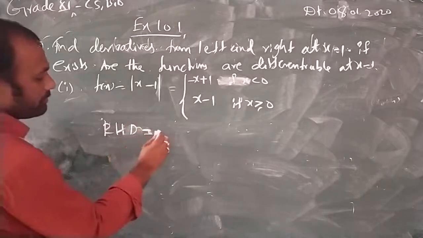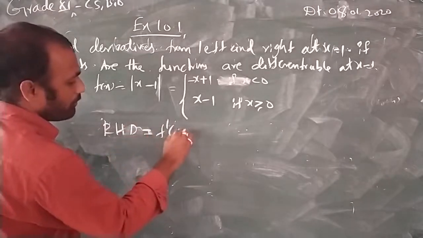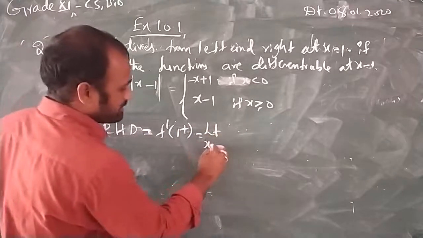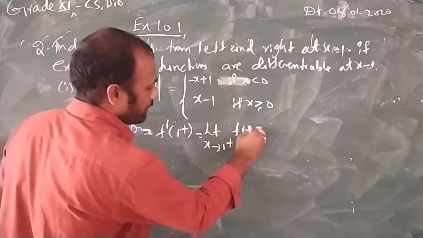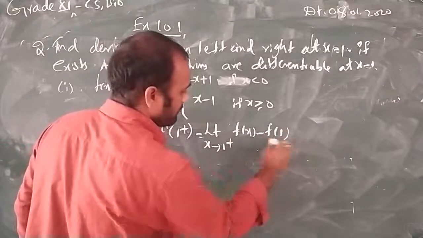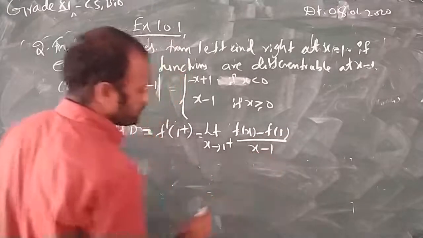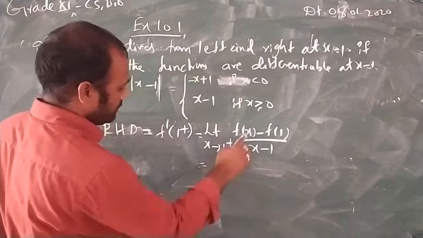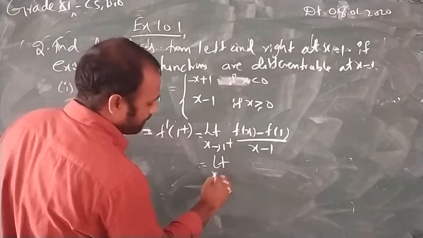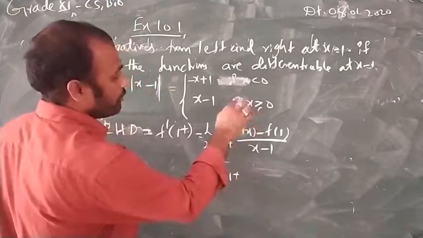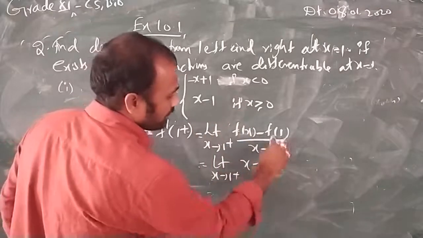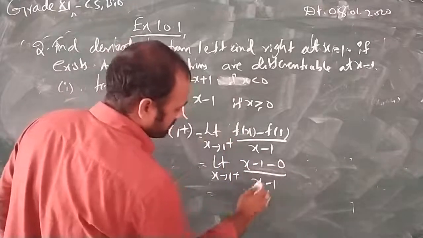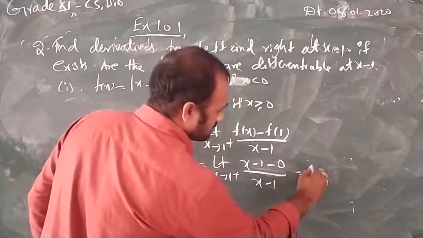Right hand derivative, that is f dash of 1 plus. So this can be written as limit x tends to 1 plus f of x minus f of 1 divided by x minus 1. So that is 1 plus. So we can use limit x tends to 1 plus, more than 1 is x minus 1, here minus 0, divided by x minus 1. So x minus 1 gets cancelled. So the answer will be 1.